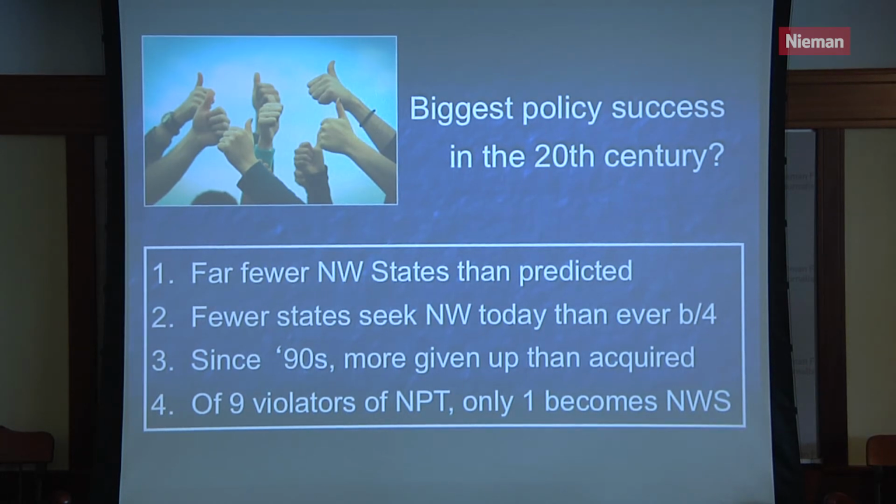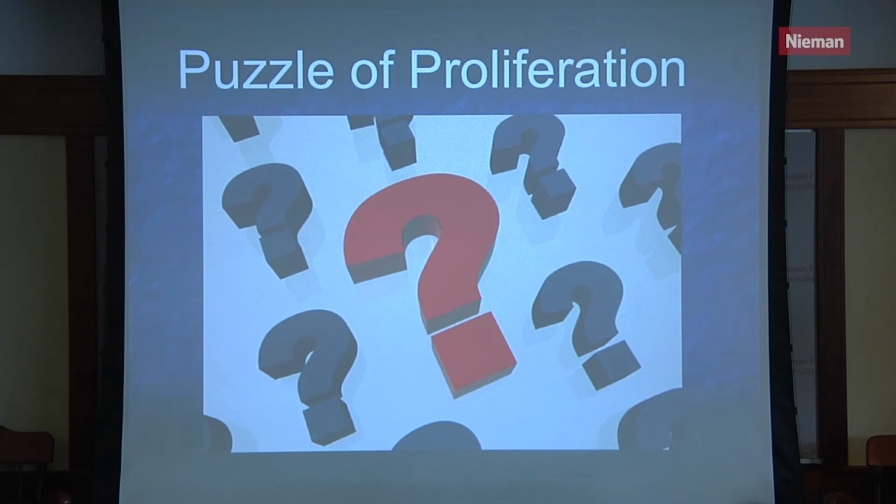Since the 1990s, more countries have given up nuclear weapons than acquired them. And of Walsh's list of nine violators of the NPT, countries I think have violated their NPT commitments, only one became a nuclear weapon state, North Korea. And if you look up in a dictionary the word outlier, you see a map of North Korea. It sort of tells you something that the weirdest country on the entire planet is the one that ended up being a member of the club. Now that raises a question.